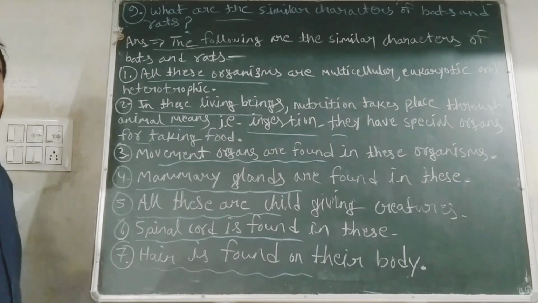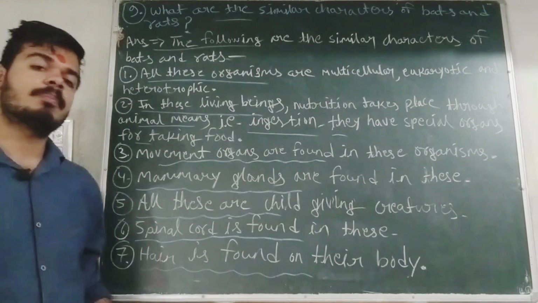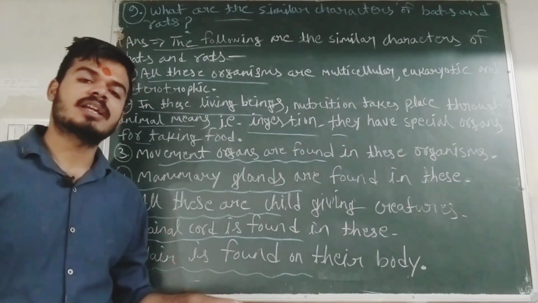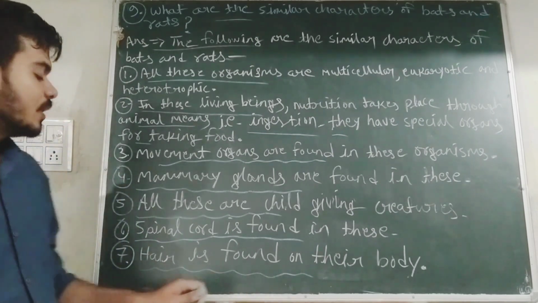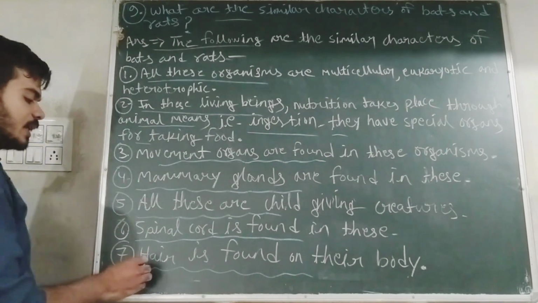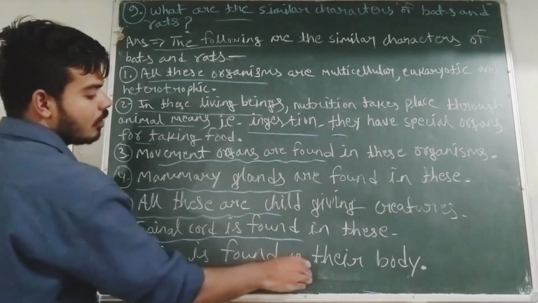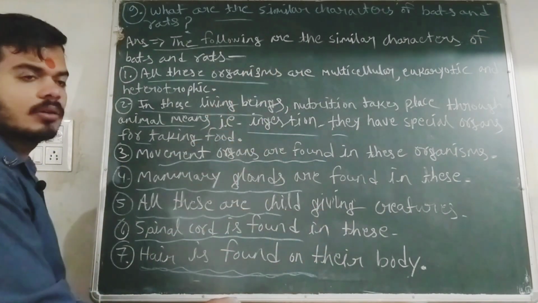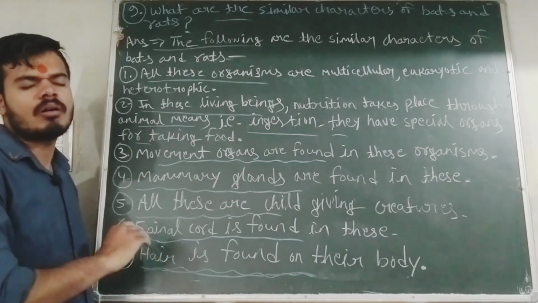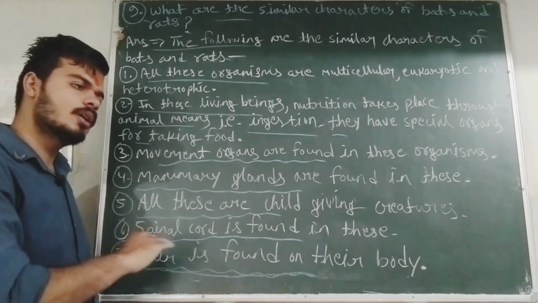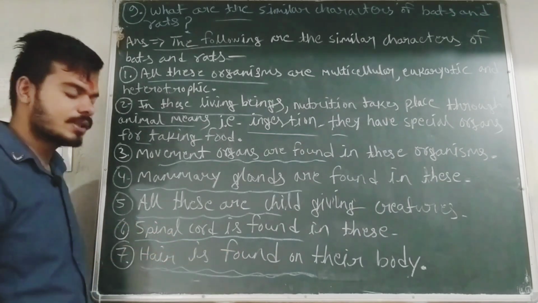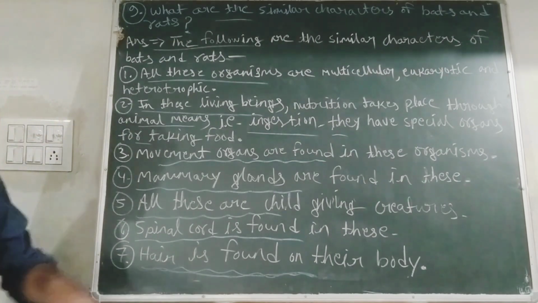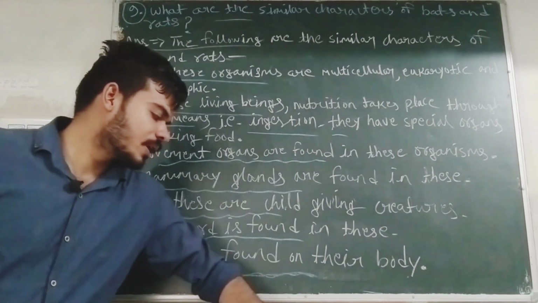When we studied the classification of kingdom Animalia, we saw that hair is found on the body of both bat and rat. So students, we studied all the questions and answered all the questions.